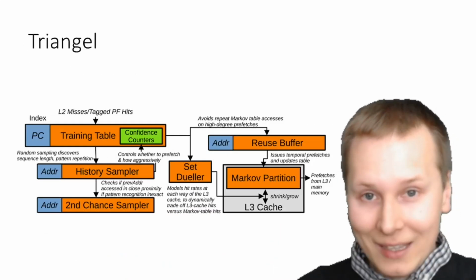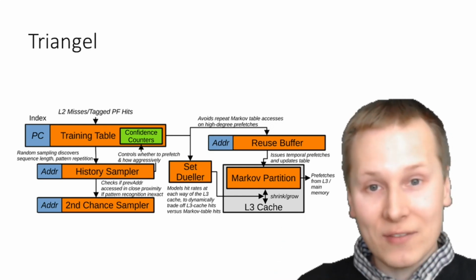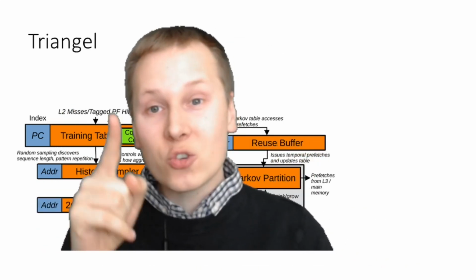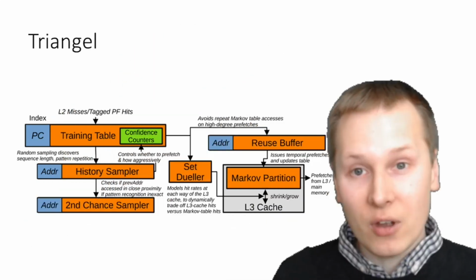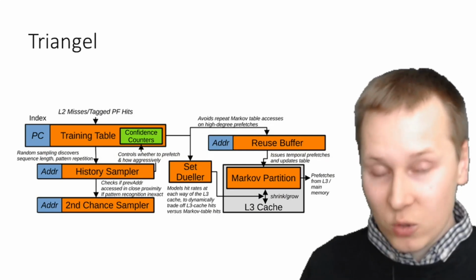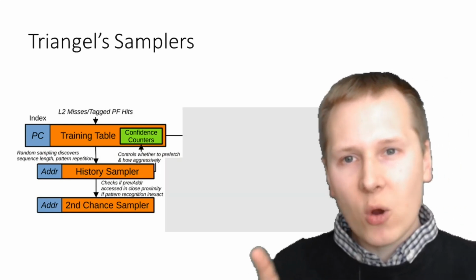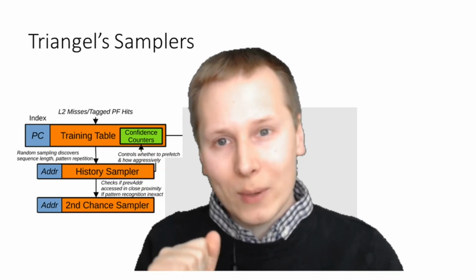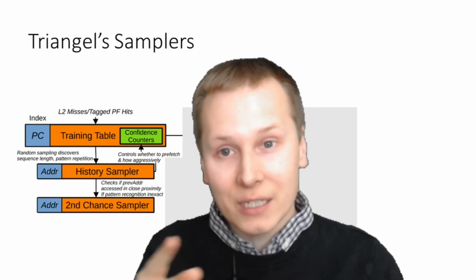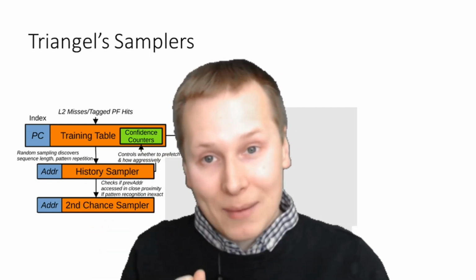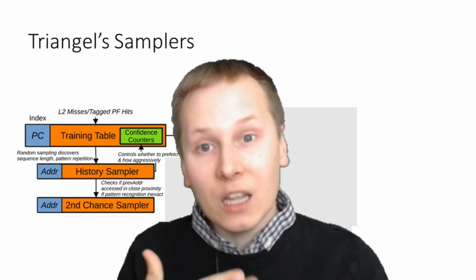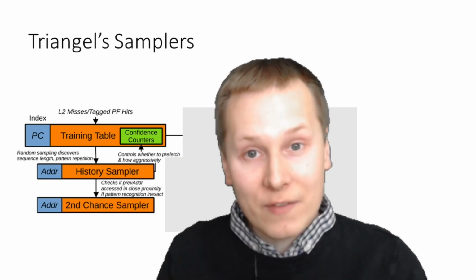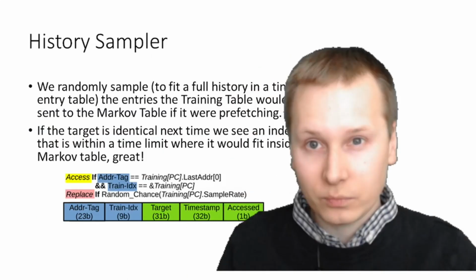So this is what Triangel is. This is a lot of different things. We've got our Markov partition in the L3 cache, like in Triage. We've got a training table indexed by PC, just like Triage. But we've got a whole load of other things in here as well. And so if we focus on this stuff on the left-hand side, we've got these new confidence counters that control whether we store things in the Markov table and issue prefetches, and these two samplers called the history sampler and the second chance sampler that tell us for each PC whether there's going to be a good pattern here that we can reliably prefetch and fit in the L3 cache.